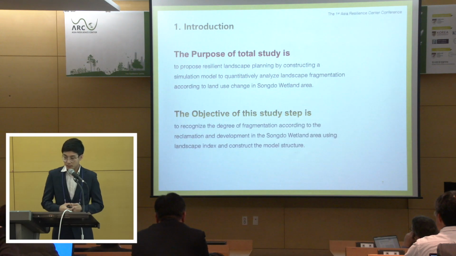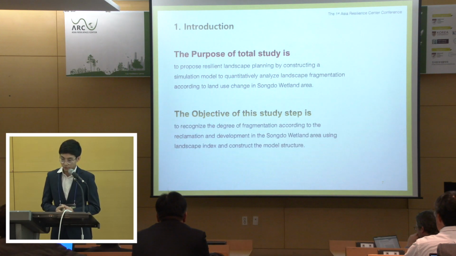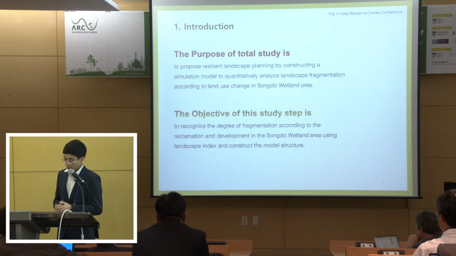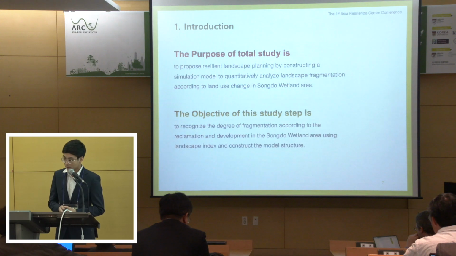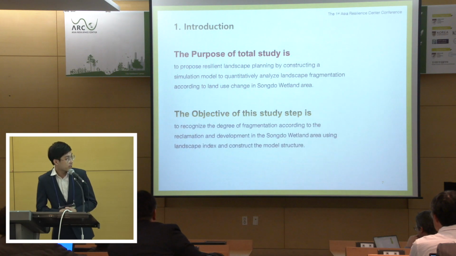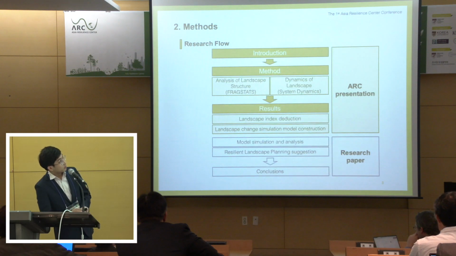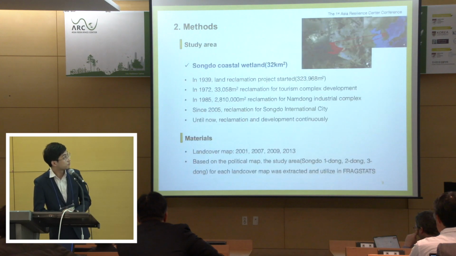So the purpose of our study is to propose resilient landscape planning by constructing a simulation model to analyze landscape fragmentation according to land use change in the Songdo wetland area. But this presentation's objective is to recognize the degree of fragmentation according to the reclamation and development in the Songdo wetland area, using landscape index, and construct a model simulation. Research flow is this, and in this presentation, we derived the landscape index and constructed the landscape change simulation model.